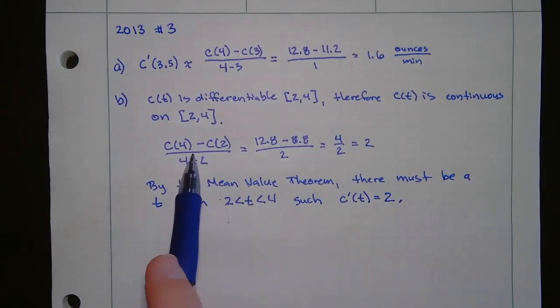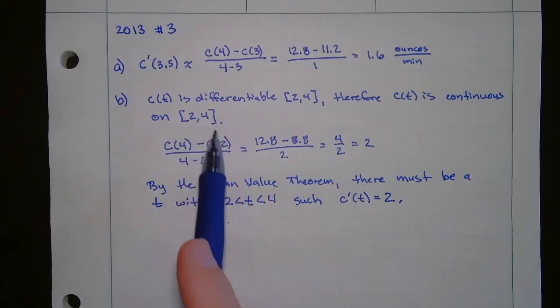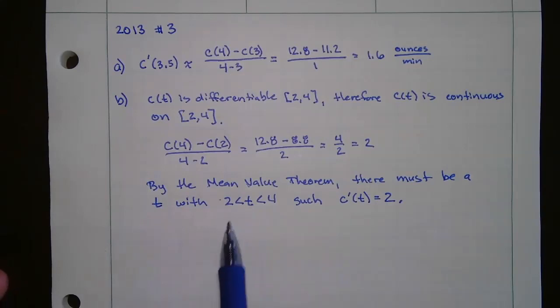So because of this average rate and because it's differentiable and continuous, the mean value theorem tells us there has to be a derivative that's the same as this average rate of change, okay? And that's the correct answer for part B, okay? So let's go on to part C.